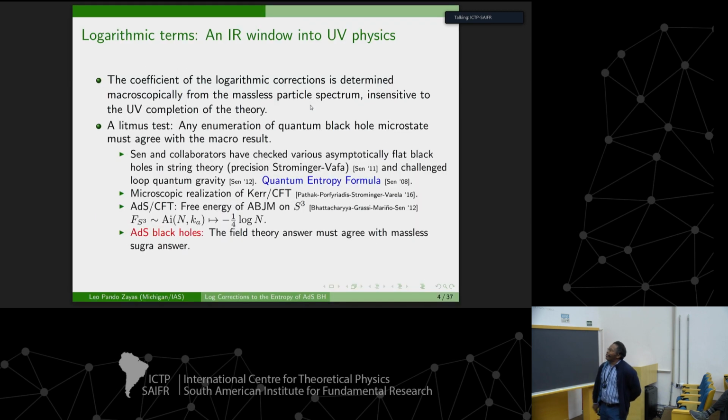Okay, so let me also show you the computation, because as physicists we believe a formula, a derivation is 1,000 words, right? But let me tell you that this quantity has a respectable history in our field. So this coefficient, of course, as I will explain to you, is determined macroscopically only by the massless degrees of freedom. So you might have a very complicated UV completion of your gravity theory, but this number is completely determined by what you see, long-range fields, right? So that makes it a very, very good test.